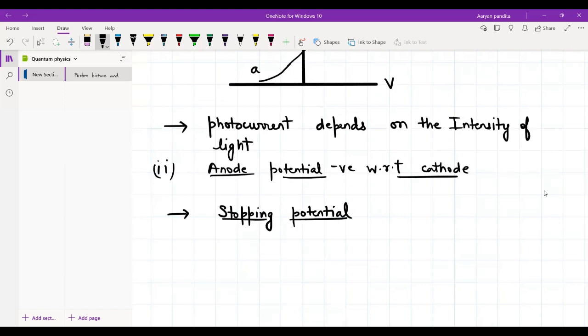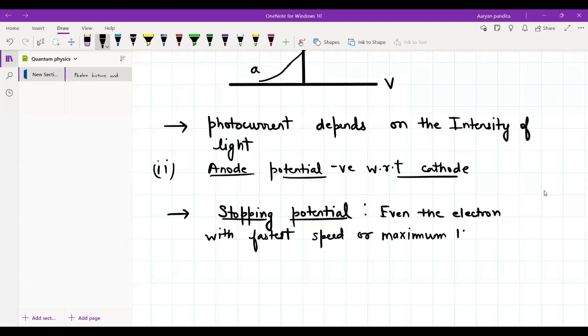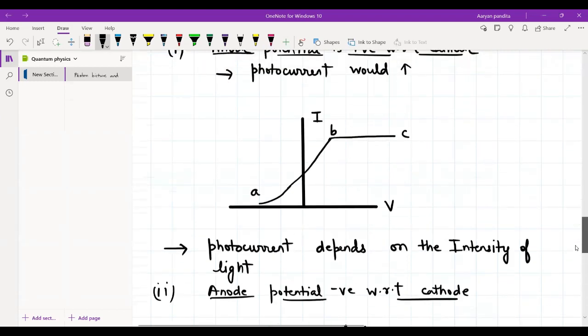But to understand this, we must find a criterion, and the criterion is that even the electron with the fastest speed, or maximum kinetic energy, fails to reach the anode. Because it is very obvious that if an electron with maximum kinetic energy fails to reach the anode, then obviously other electrons which have less kinetic energy would never reach the anode.